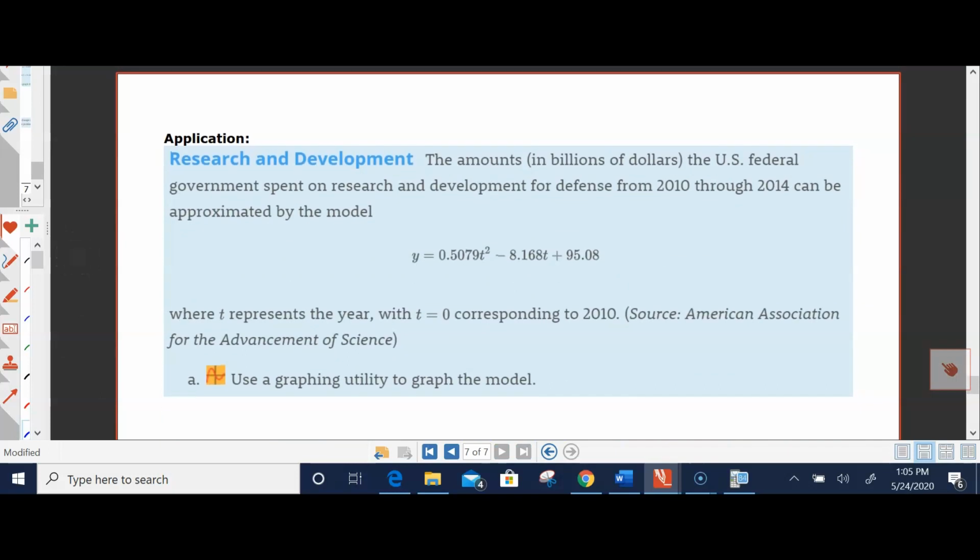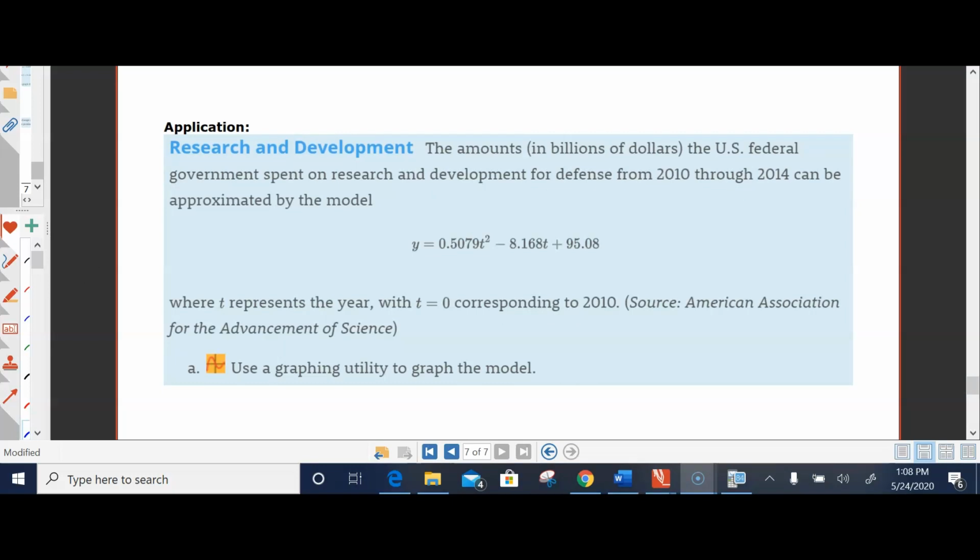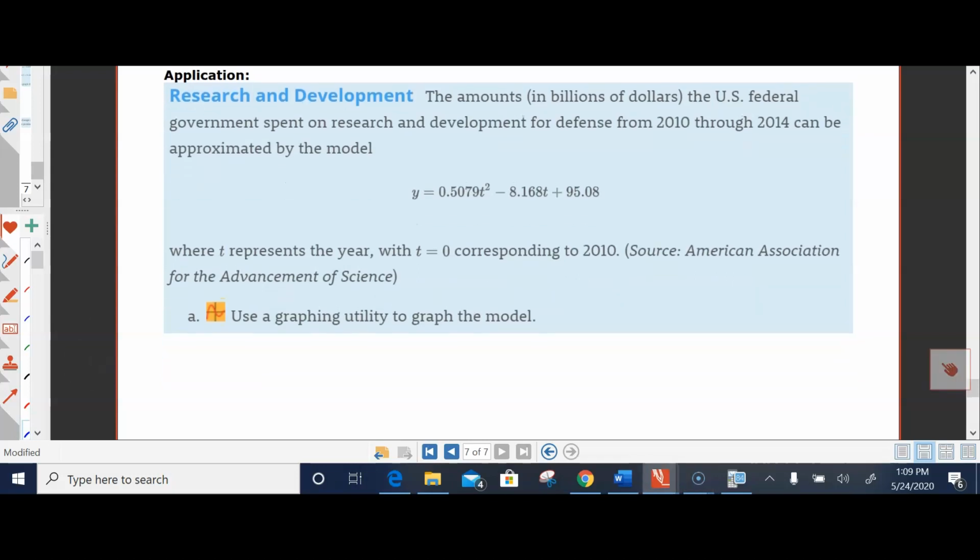So average rate of change is just slope. So let's check out a couple of applications. Let's check out this last problem for this section. We're going to use our calculator to work this application. The amounts in billions of dollars for the U.S. federal government, the amount the U.S. federal government spent on research and development for defense from 2010 through 2014 can be approximated by this model. So we're given an equation, a function, to represent this spending.